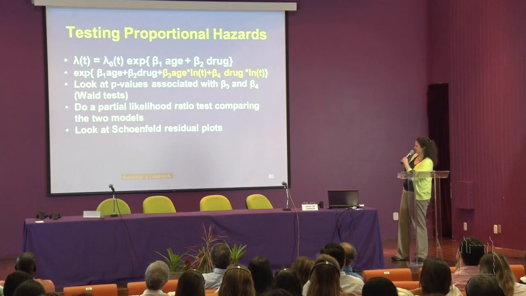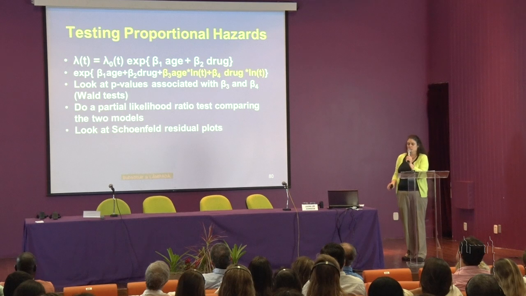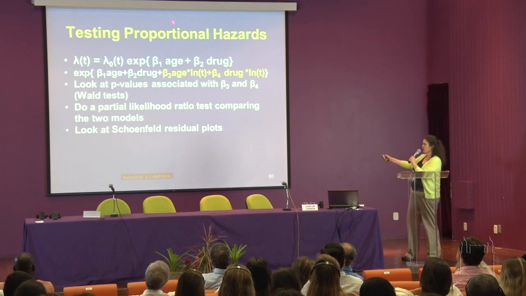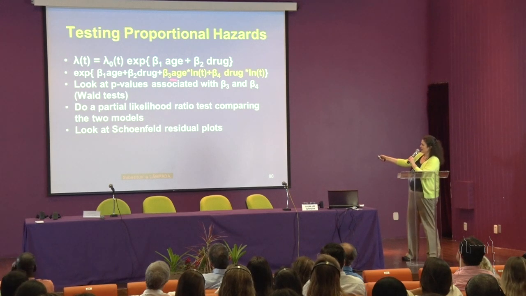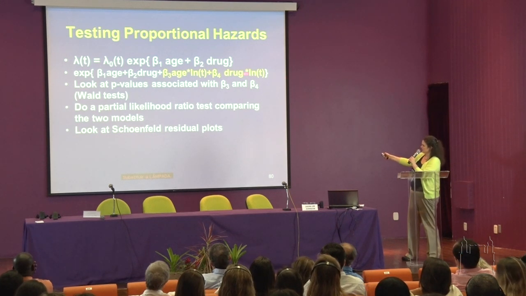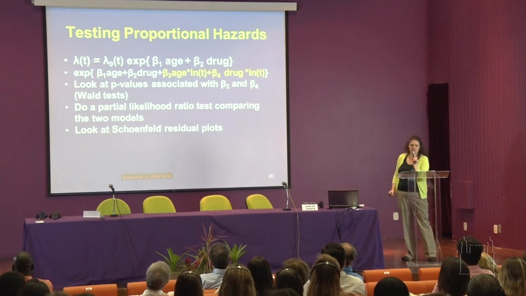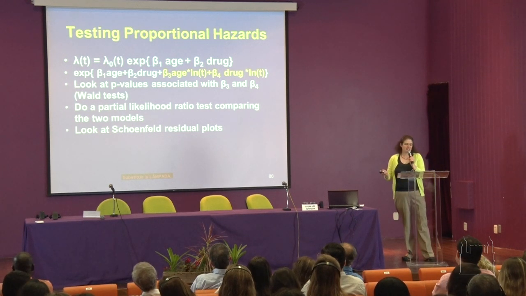Then I'm going to do something called a partial likelihood test. What that does is it says, for the overall model, by adding in these two other elements to this big model, is that really overall a better model than this first simple one? I do that with something called partial likelihood ratio tests. And then I also look at some residual plots, which I am not going to have us look at.